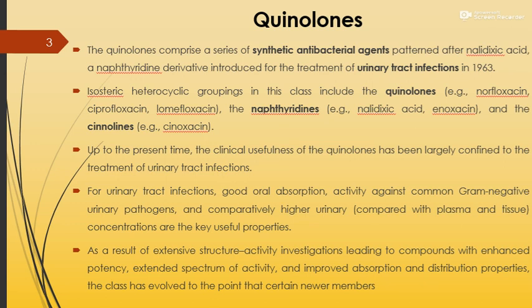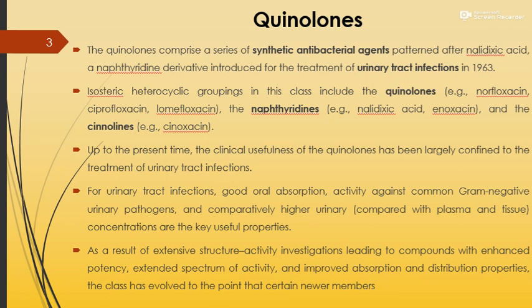The quinolones comprise a series of synthetic antibacterial agents patterned after nalidixic acid, a naphthyridine derivative introduced for the treatment of urinary tract infection in 1963. This class includes 3 types: quinolones, naphthyridines, and cinnolines. Examples of quinolones are norfloxacin, ciprofloxacin, and lomefloxacin. You can say the different floxacin derivatives come under the quinolone class. Naphthyridines include nalidixic acid and enoxacin, and cinnolines include cinoxacin.